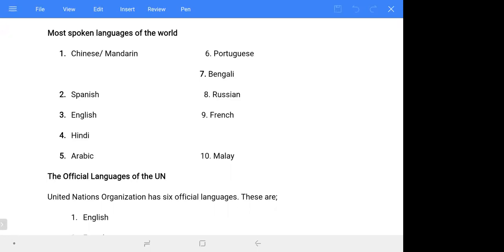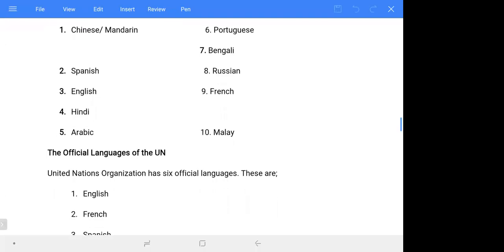Portuguese, there are different types of Portuguese, you know that, yes? Brazilians speak Portuguese, but European Portuguese and Brazilian Portuguese are different. Then we have Bengali, then Russian, French is the 9th, and Malay and Japanese.